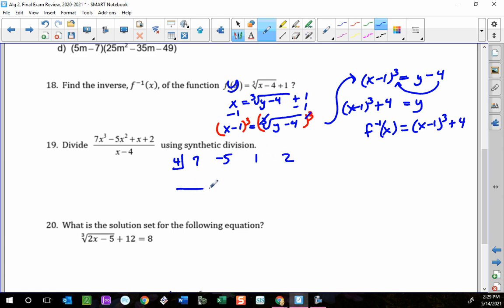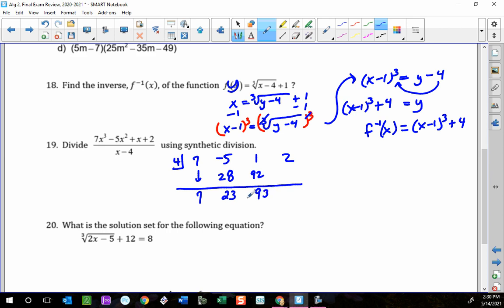Leave a space, draw a line. Bring this first number down. 7 times 4 is 28. Remember, we multiply, then we add. It makes 23. 23 times 4 is 92. Then I add. Oh, this is not looking pretty.